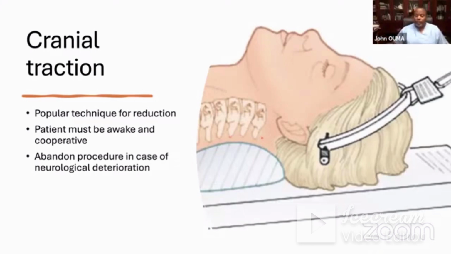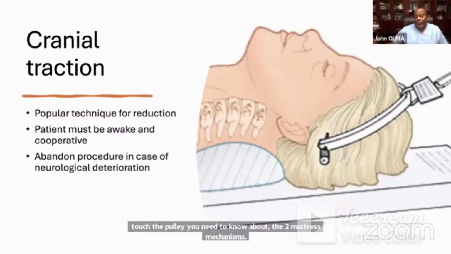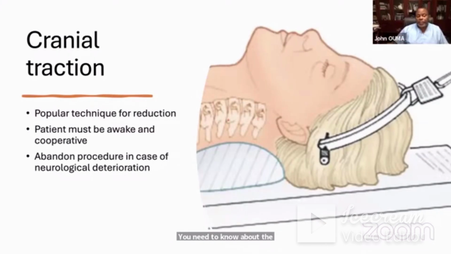I've mentioned that many hospitals in the primary and secondary care setting where the patients do arrive don't have these devices. If they have them, they haven't been used for 6 months. So when a patient arrives, nobody knows where it is, or the screwdriver is missing and so on. And that's a huge problem. You also need to know the techniques as to how to attach the pulley. You need to know about, say, the two mattress mechanism. You need to know about the directions: distraction in flexion, distraction neutral, distraction in extension.